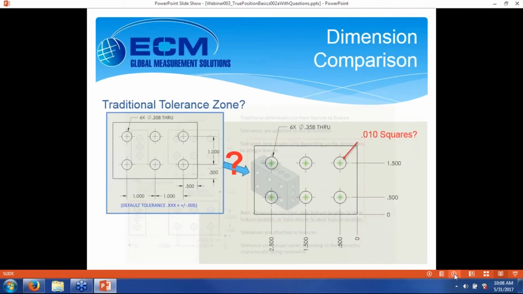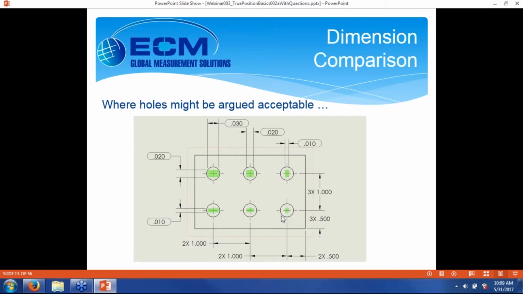An example of a traditional tolerance zone: if you have this drawing on the left, you might think the default tolerance is plus or minus 5 thou. You might think you're getting a bunch of little 10 thou squares, a tolerance zone in which you'd have to locate these holes. But because there's no hierarchy in a traditional tolerancing scheme, any one of those could be argued to be more important than the others, and you might end up being able to argue that this part would be right.